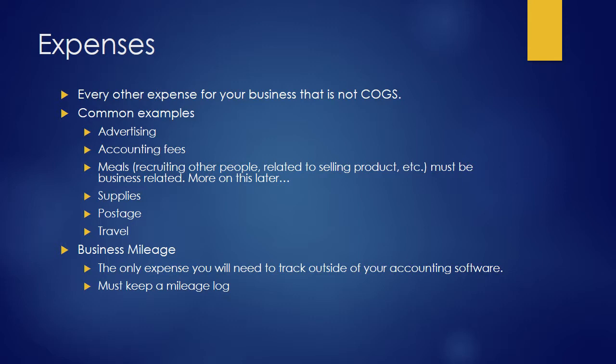Supplies, postage, travel when you guys are going. I know there's a lot of seminars and a lot of events that you guys can go to for Synergence. Yeah, deduct that travel, deduct the hotel stay, deduct the plane ticket, whatever you're doing, deduct those expenses. Those are definitely deductible against your income because it's to help your business, right? Business mileage. So this is the only thing you're going to have to track separately. You can't track this in the QuickBooks software.